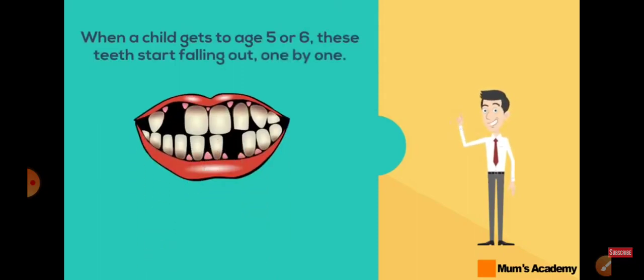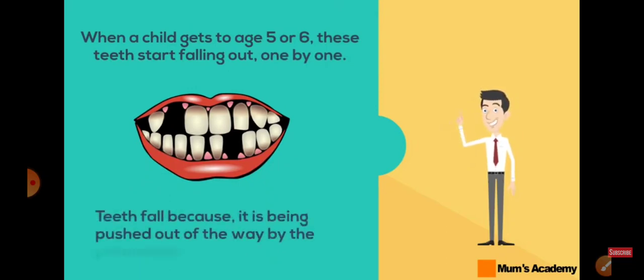When a child gets to the age of 5 or 6, these teeth start falling out one by one. Teeth fall because they are being pushed out of the way by the permanent tooth that is behind it.